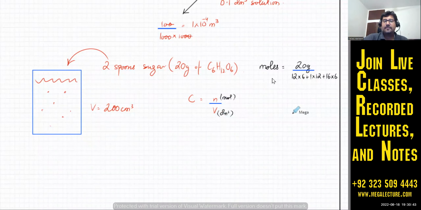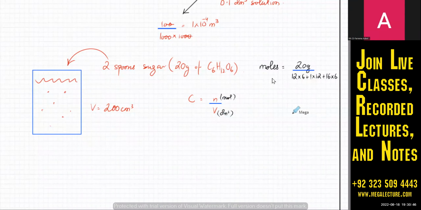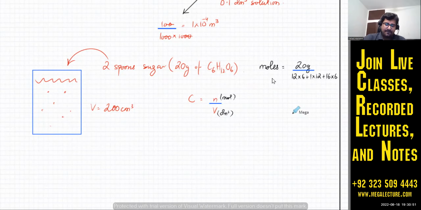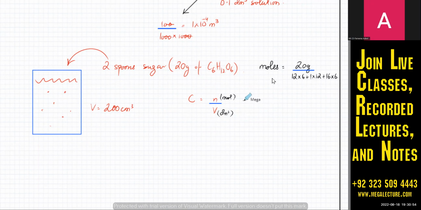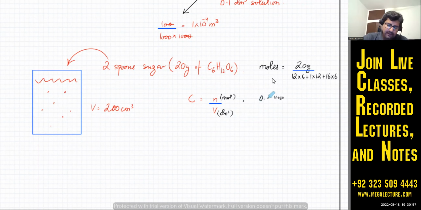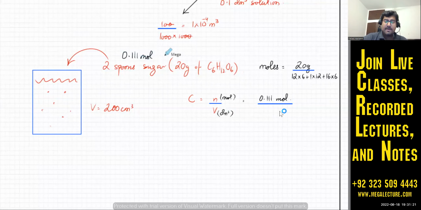How many moles did we get? 1/9, 0.1111. 20 divided by 180, right? So the moles I'm getting is 0.111, to 3 significant figures. So I'm getting 0.11 moles. This is the amount of moles that I've added. That's what my 2 spoons of sugar had.